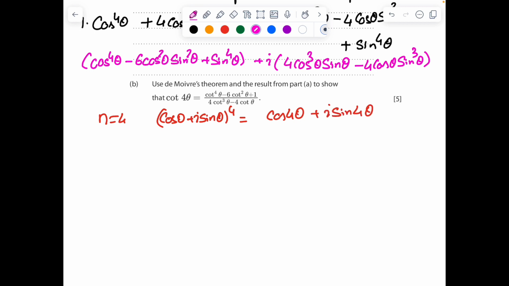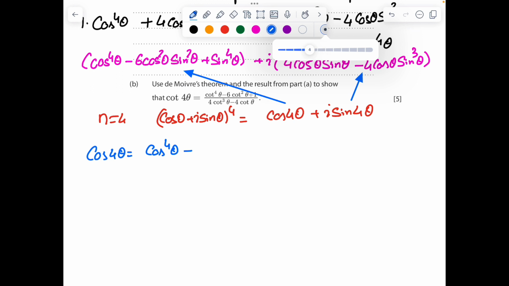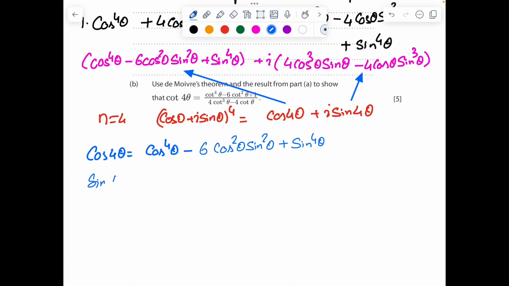So I equate the real part equal to real part and imaginary part equal to imaginary part. So cos 4 theta is the real part and this is the imaginary part, equating it out. From there I get cos 4 theta is cos power 4 theta minus 6 cos square theta sin square theta plus sin power 4 theta, whereas sin 4 theta will be 4 cos cube theta sin theta minus 4 cos theta sin cube theta.